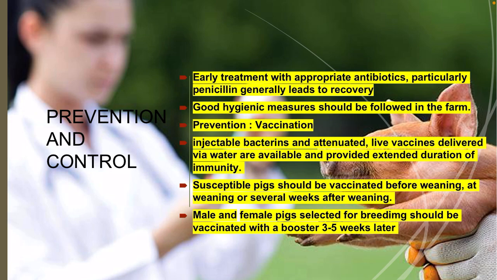Injectable bacterins and attenuated live vaccines delivered via water are available and provide extended duration of immunity. Susceptible pigs should be vaccinated before weaning, at weaning, and several weeks after weaning. The male and female pigs selected for breeding should be vaccinated with a booster 3 to 5 weeks later.